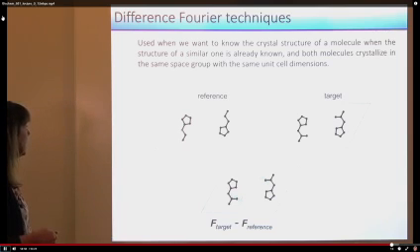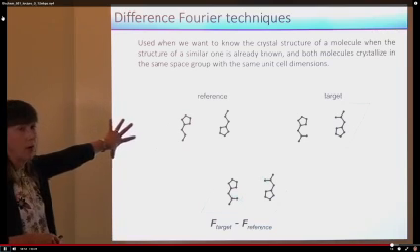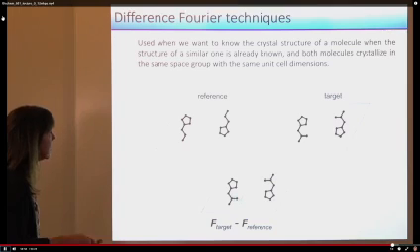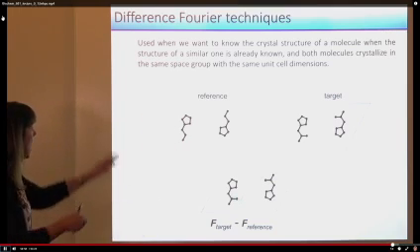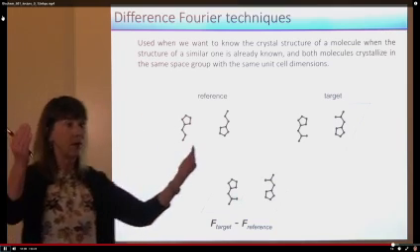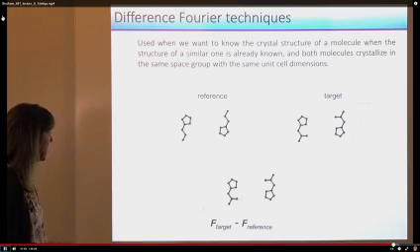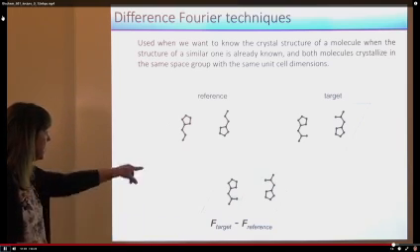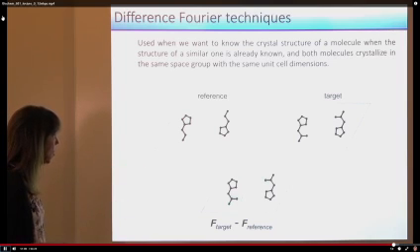So for example, here's the reference structure, right? And here, so you collect the data off your reference structure. Then you collect the data off your target structure. You compare the difference in the diffraction patterns, and what you'll see is just basically electron density, where the new target has this right here.